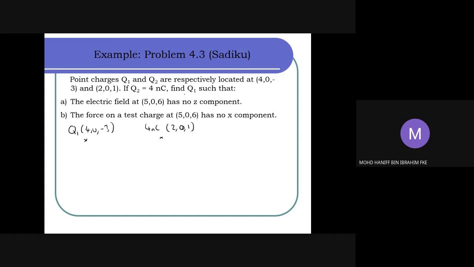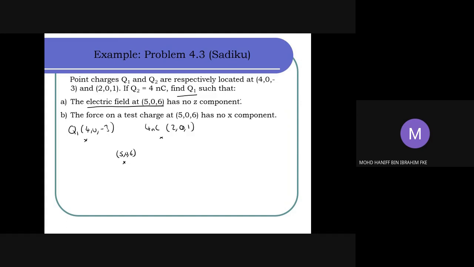The question is, find the charge Q1 such that the electric field at (5, 0, 6) has no Z component. So let us roughly put the point (5, 0, 6) to be here. That should be (5, 0, 6), the intended location. The electric field at (5, 0, 6) has no Z component.